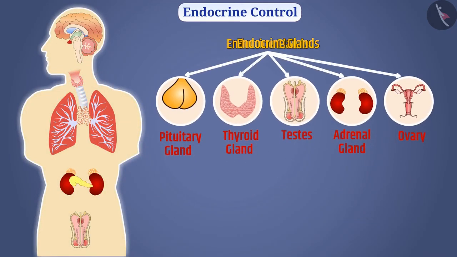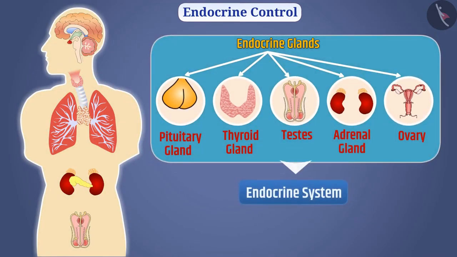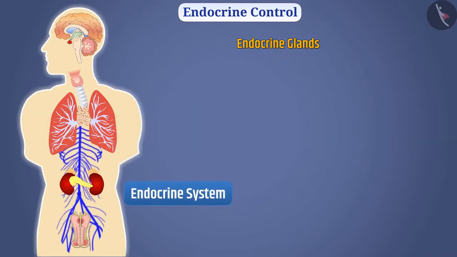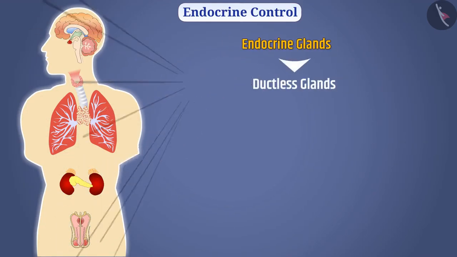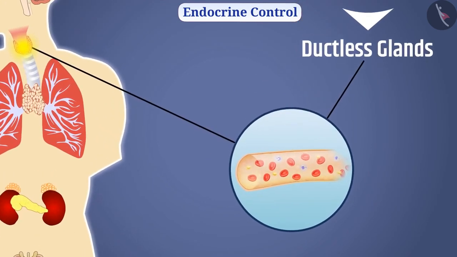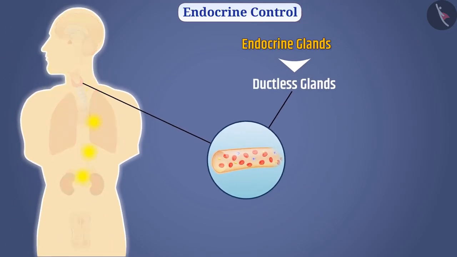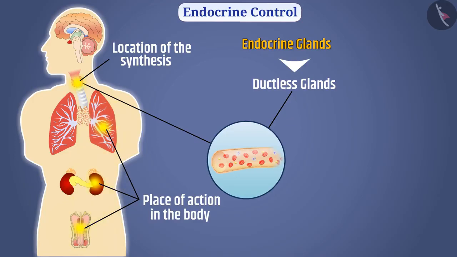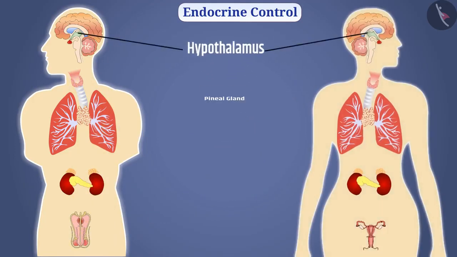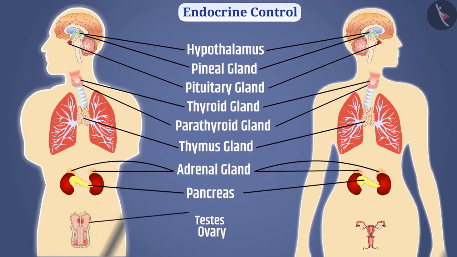All the endocrine glands of our body are part of the endocrine system. The endocrine glands do not have ducts, so they are called ductless glands. The hormones produced by them are secreted directly into the blood. With the blood, the hormones reach all the cells of the body. Therefore, the location of the synthesis of hormones and the place of action in the body are different. The main endocrine glands in the human body are as shown. Let's understand them.